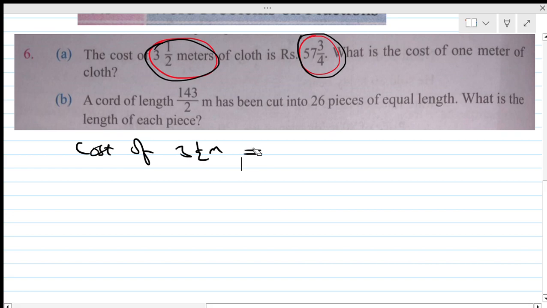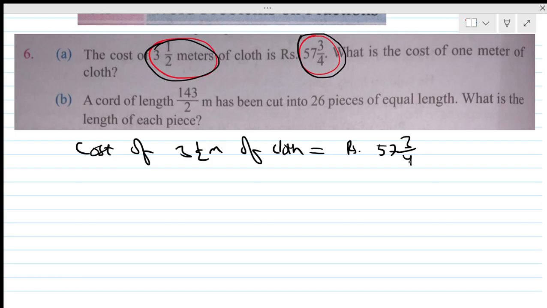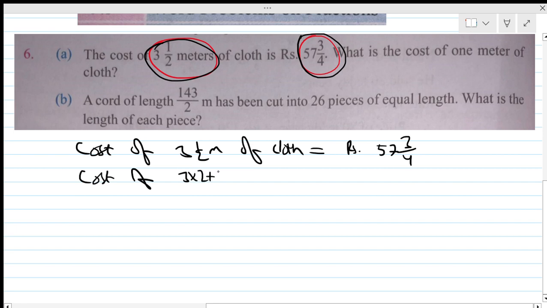Okay, so let's write clearly. Cost of 3.5 meter of cloth, that we are given, is equal to rupees 57 and 3 by 4. So now to find the cost of 1 meter, we have to divide that total cost by the 3.5 meter. To make it easy, let's convert this mixed number into improper fractions first. So 3 and 1 by 2 is (3 into 2 plus 1) by 2 meter of cloth.